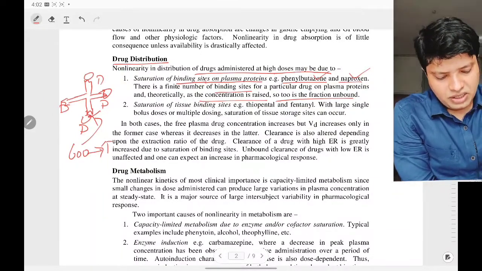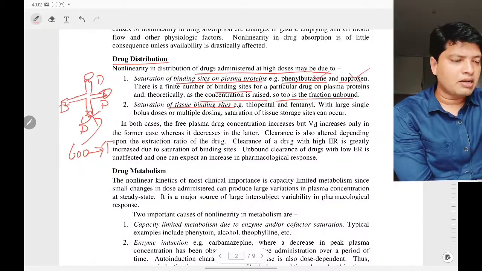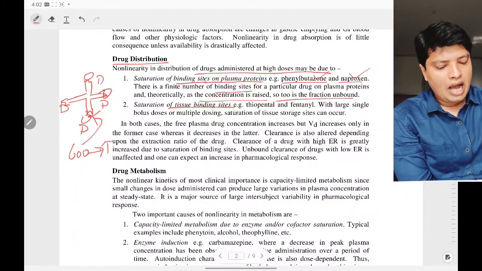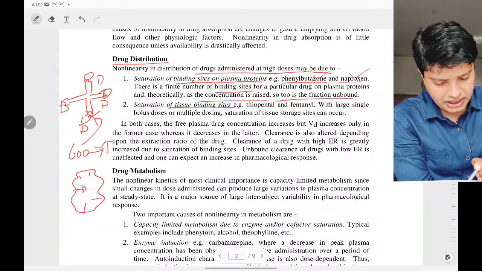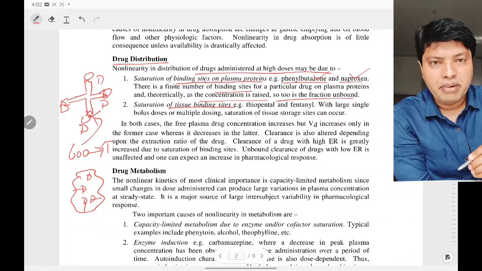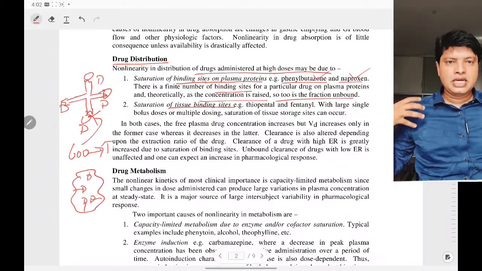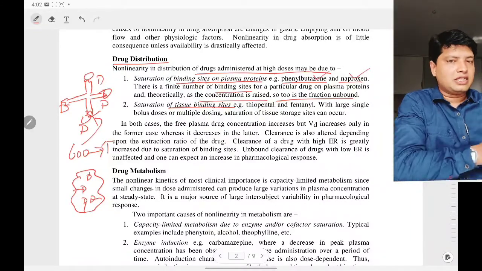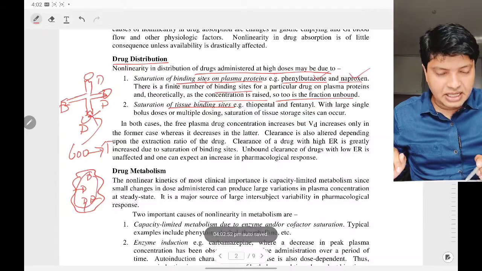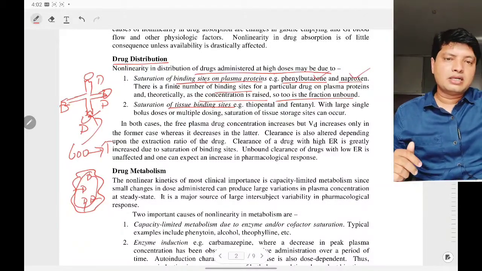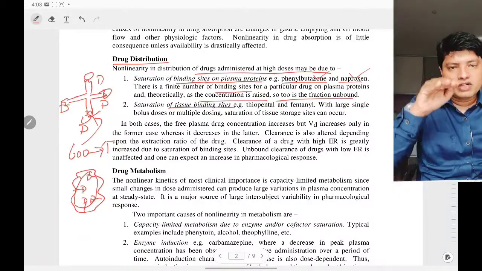Next is saturation of tissue binding sites. Now the drug will also bind to the protein and it will also enter into the tissue. Assume this is a tissue; we have some binding sites in the tissue. Inside the tissue also the drug will go and bind. Due to this, the volume of distribution increases. The drug is present in plasma as well as in tissue, so the volume of distribution increases. If the tissue binding sites get saturated, what happens? The drug will remain in plasma itself. Due to this, the volume of distribution decreases.